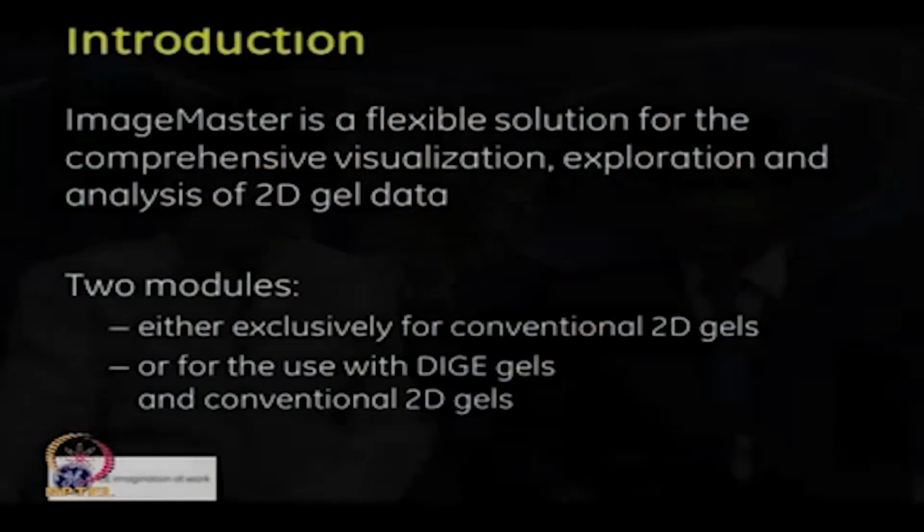Hello Dr. Srivastava. Hi. Today I would like to explain the workflow of Image Master Platinum. It is very important software to analyze 2D gels, especially when we have a large number of gels. It is impossible to analyze them manually. So this software plays a key role in the analysis part. As you can see, there are majorly two modules available. Image Master is a flexible solution for the comprehensive visualization, exploration and analysis of 2D gel data.